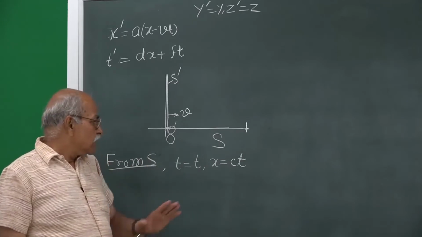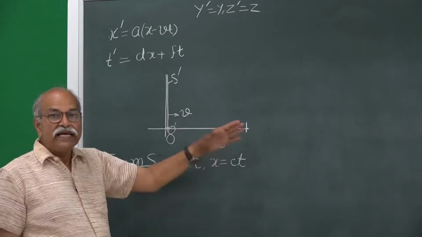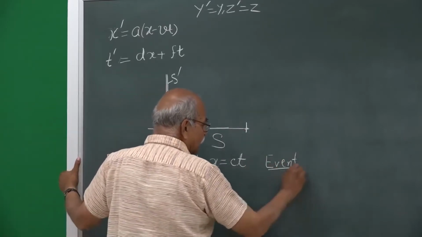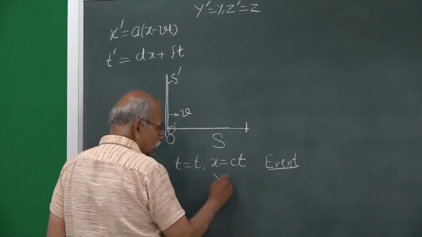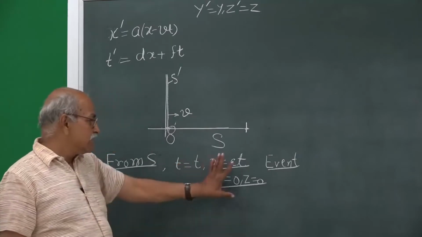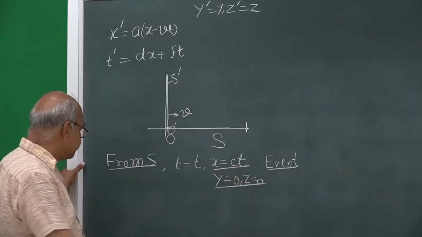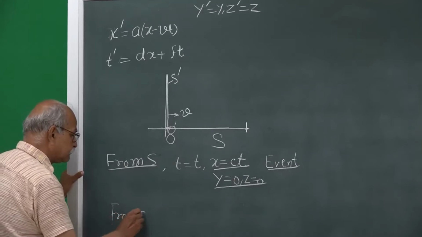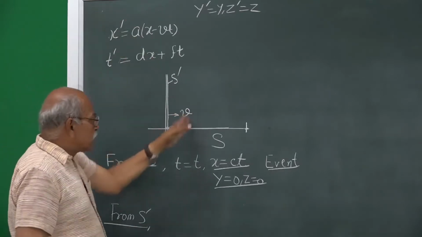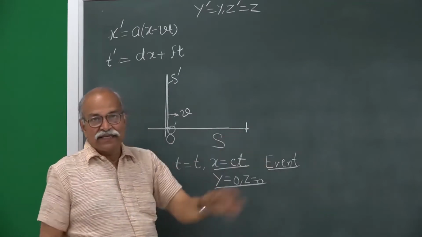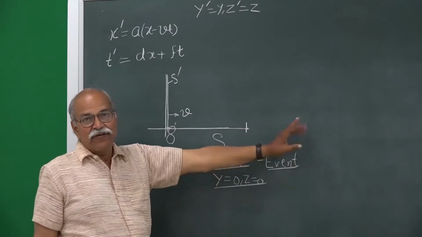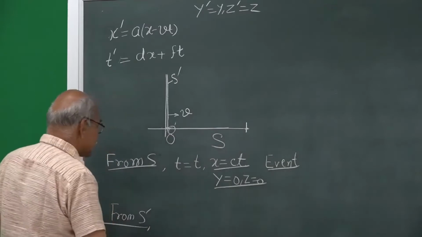Now, this is our event. When we say this is the coordinate and this is the time, we are giving the event. So, y is 0, z is 0. This gives where and this gives when. Now, if the same event is seen from S prime, we use the transformation equations. This particular event is on the x prime axis, because the x axis and x prime axis are on the same line. So, y prime is 0, z prime is 0.